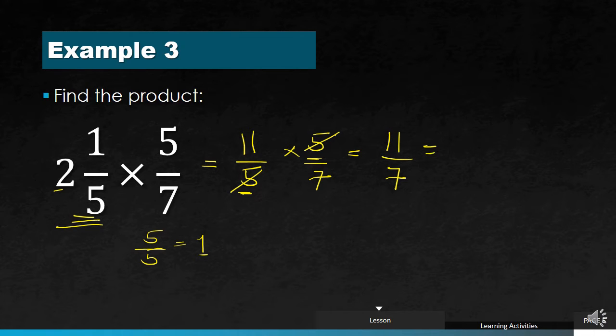If we simplify this into mixed form, you now have 1, because 11 over 7 is 1, and then 11 minus 7 gives you 4. Copy the denominator of 7. There you go. So this is now your final answer: 1 and 4 over 7.